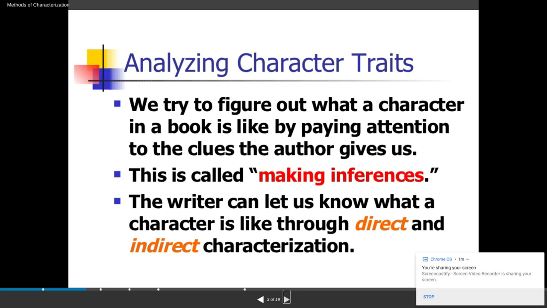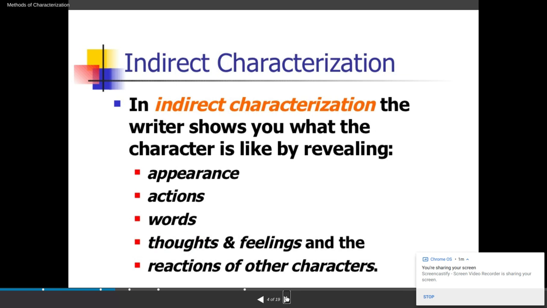When you try to figure out what a character is like, it's called making an inference. You make an educated guess. Just because I won a math competition does not mean I'm the smartest in the room. I may have cheated. Who knows? But you make an inference, which is an educated guess. Right?